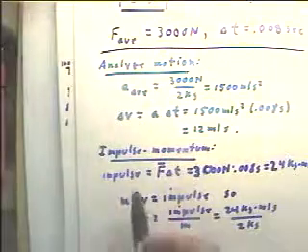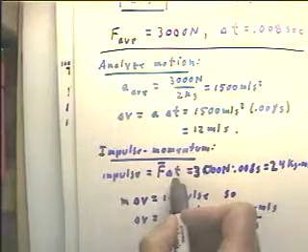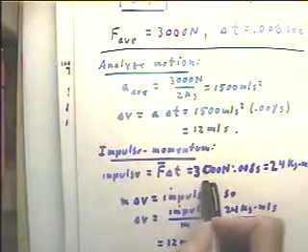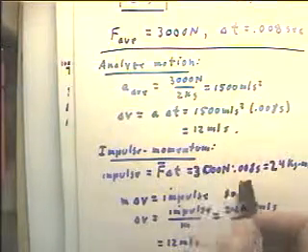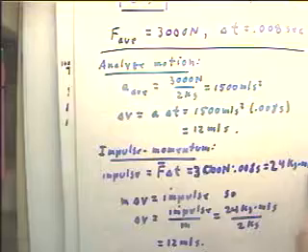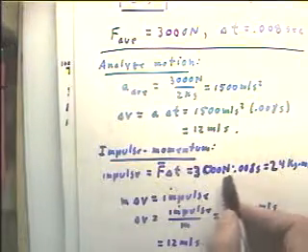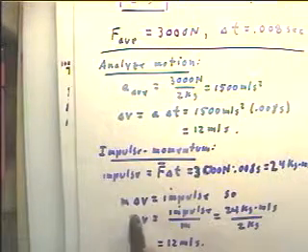From the impulse momentum theorem, we find that the impulse is average force F bar times delta t, which is again the 3,000 newtons multiplied by the 0.008 seconds, and that gives us 24 kilogram meters per second. Again, using the analysis of units, it tells us that Newton seconds is the same as kilogram meters per second.